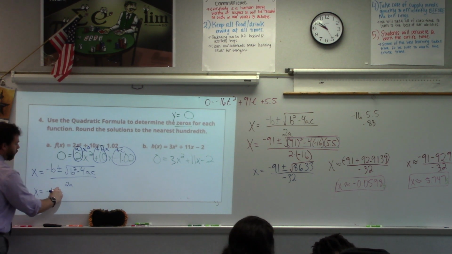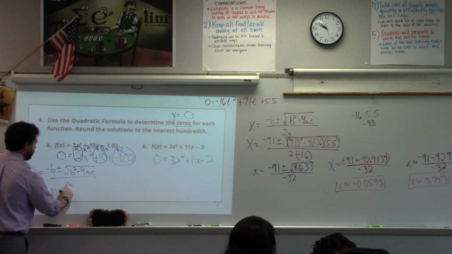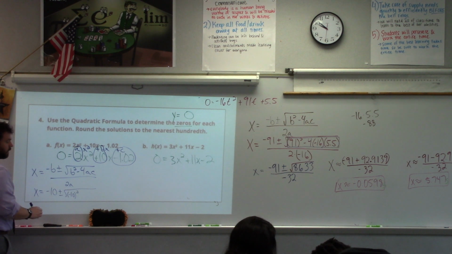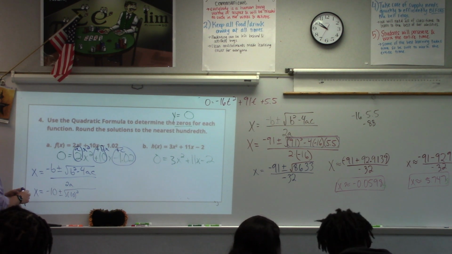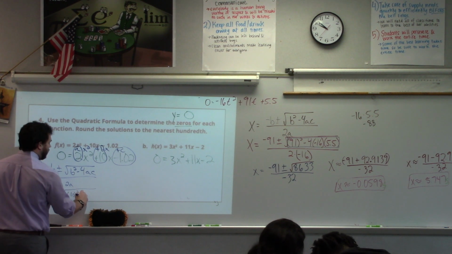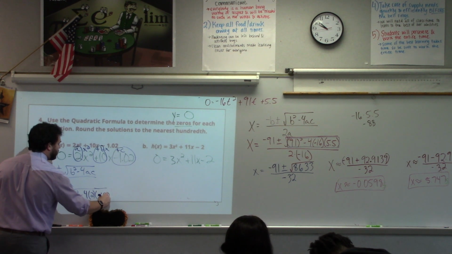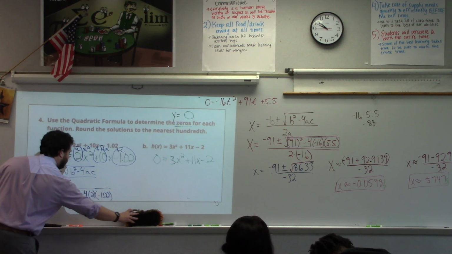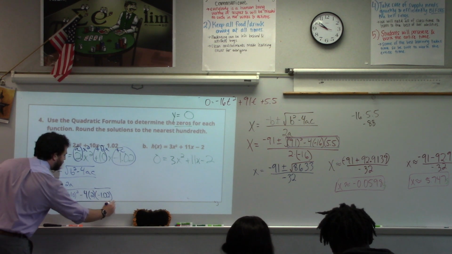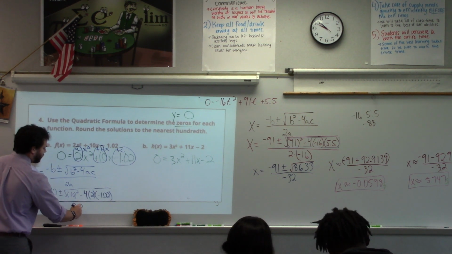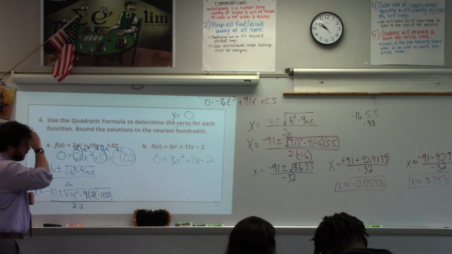Since b is a positive 10, what needs to go first? Negative 10. But when I get to here, is this supposed to be a negative 10 squared? Nope. That is a positive 10. It's not the opposite. It is a positive 10 squared. I still put my parentheses in there, but then minus 4 times a, which is 2, times c, which is negative 1.02. And then all of this is divided by 2 times 2, which is 4, okay?